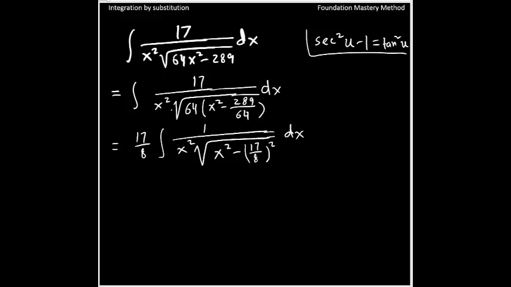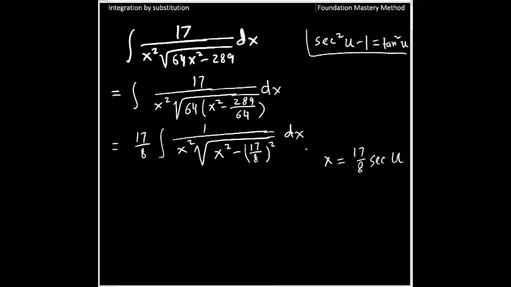Now this 64 goes outside the radical sign as 8. So we take the constant out, 17 over 8, integral 1 over x squared, square root of x squared minus 17 over 8 squared, which is exactly 289 over 64. Now we can say our x is equal to 17 over 8 secant u. And you understand why we are taking this, just to make the inside secant squared u minus 1 type.